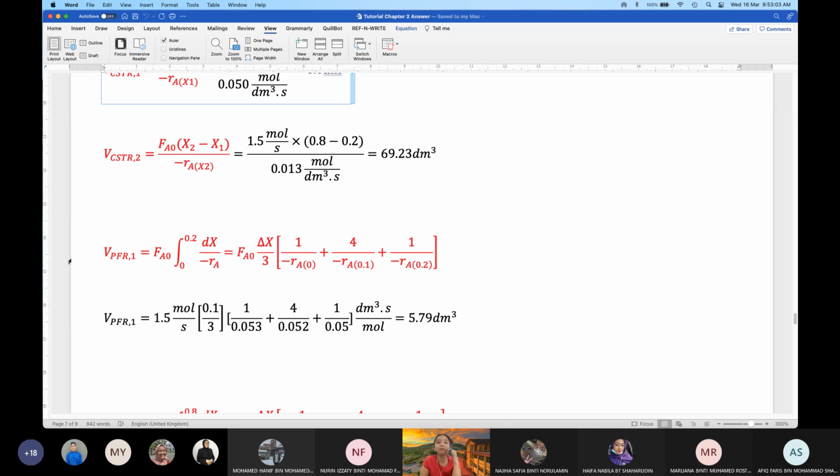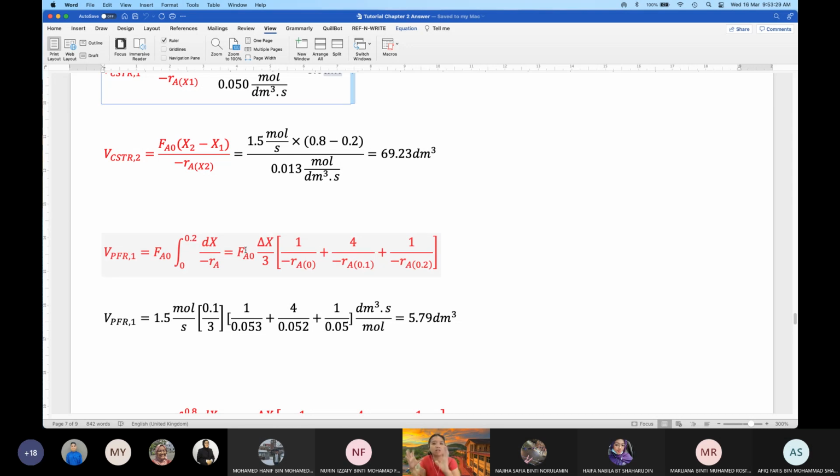Okay, so for PFR we also calculate the volume. So the volume of the first PFR equals FA0 integrating from 0 to 0.2 dX per minus RA. So why are we integrating from 0 to 0.2? Because in the first reactor, they are converting from zero conversion to 20%, 0.2.